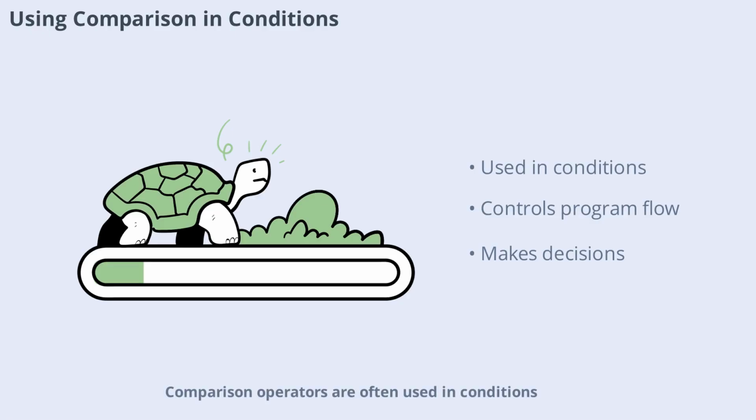Comparison operators are often used in conditions to control the flow of your program. For example, you might use them in an if statement to check if a value meets a certain requirement. If the comparison returns true, your code can perform an action. If it returns false, it can do something else. This is how you make decisions in your code.